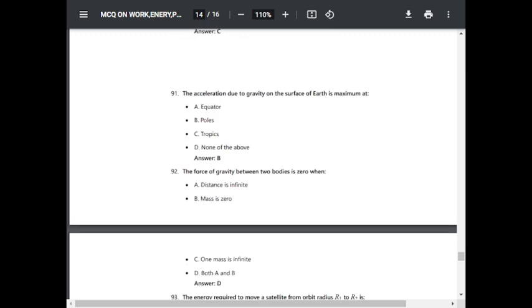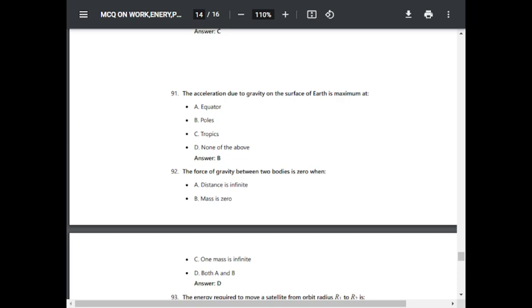Question number 91. The acceleration due to gravity on the surface of Earth is maximum at: option A, equator; option B, poles; option C, tropic; option D, none of the above. The correct answer is B, poles. Acceleration due to gravity on the surface of Earth is maximum at the poles.